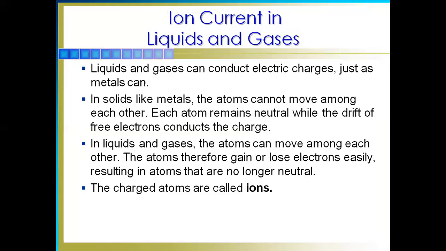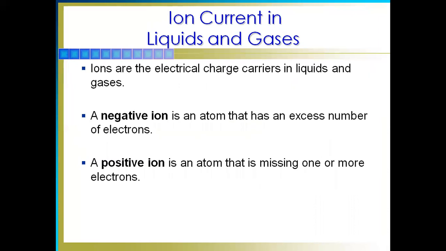Then, liquids and gases can conduct electric charges just as metals can. In solids like metals, the atoms cannot move among each other, so each atom remains neutral while the drift of the free electrons conducts the charge. In liquids and gases, the atoms can move among each other. The atoms therefore gain or lose certain electrons easily, resulting in atoms that are no longer neutral. Charged atoms are called ions, and ions are the electrical charge carriers in liquids and gases.